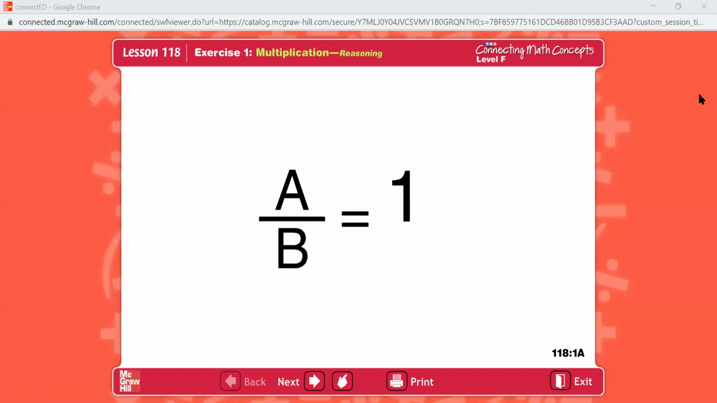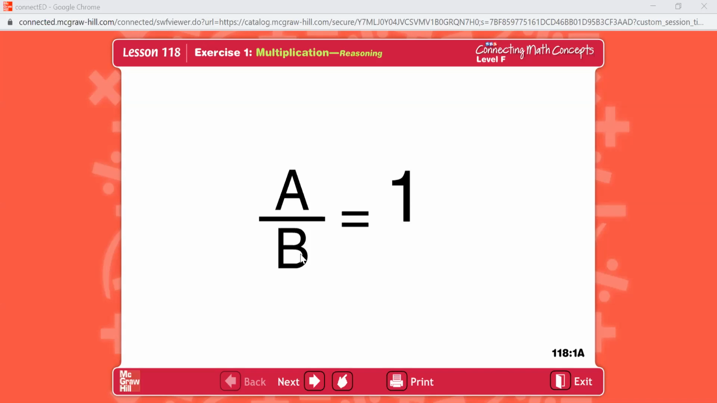Multiplication. Here are letters that stand for numbers. The numerator is A, and the denominator is B. The fraction equals 1 whole unit. One possible pair of numbers for A and B is 2 and 2. 2 halves equal 1.